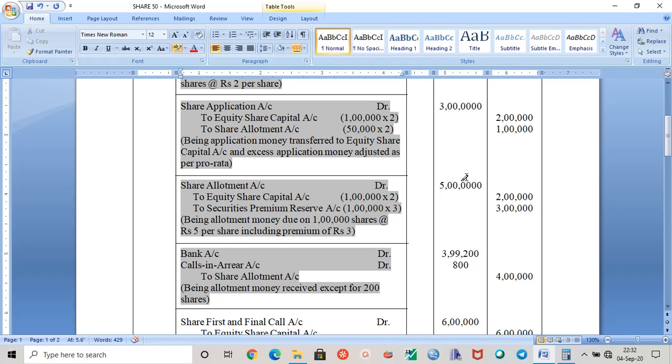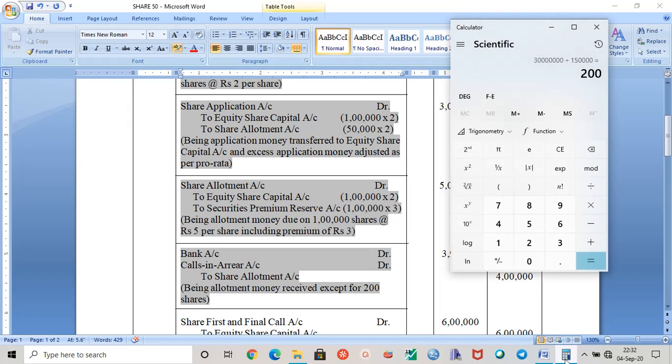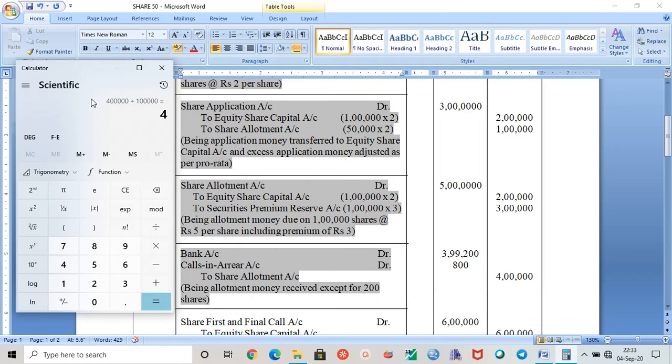So 5 lakh minus 1 lakh will be how much? 4 lakh, right? So let us go to this calculator. Now 4 lakh is the amount. So how many number of shares were actually allotted? 1 lakh. So per share it should be received rupees 4.